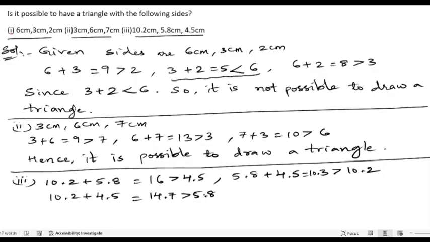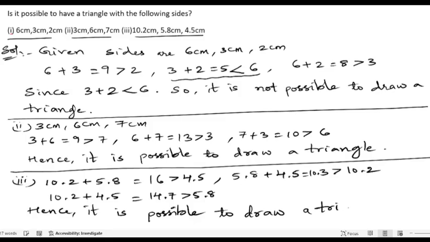Okay, so we observe that all the sums are greater than the third side, so we can say hence it is possible to draw a triangle.